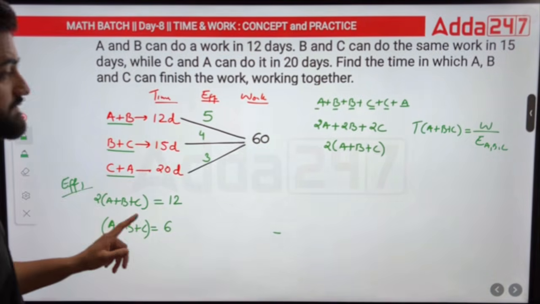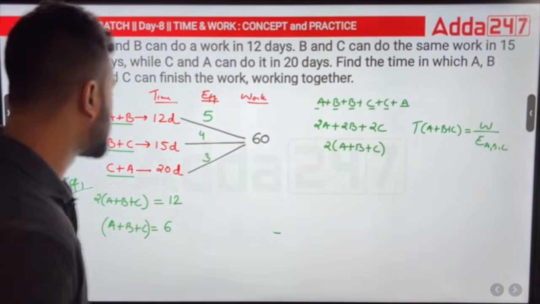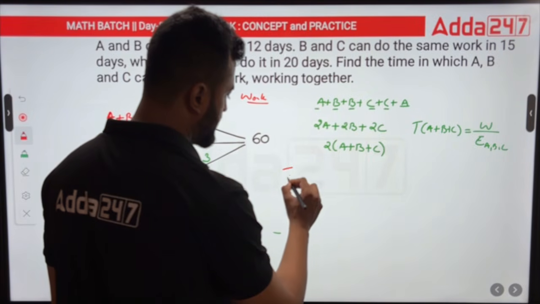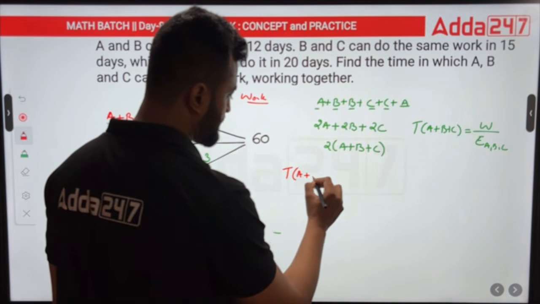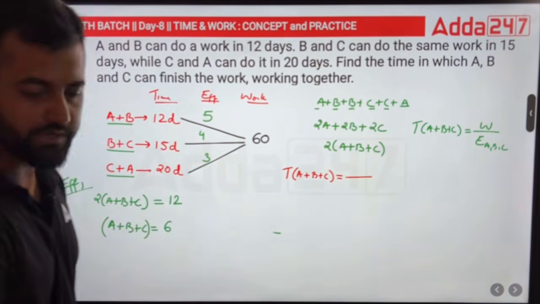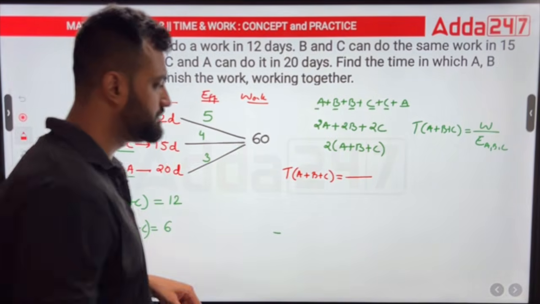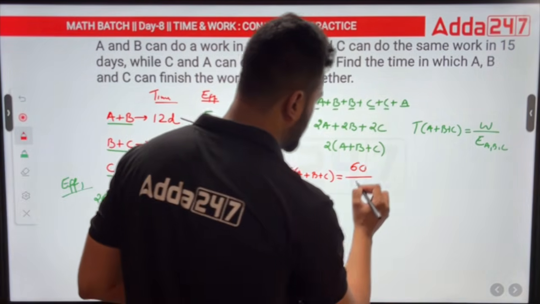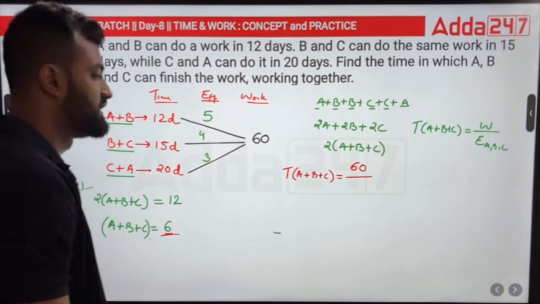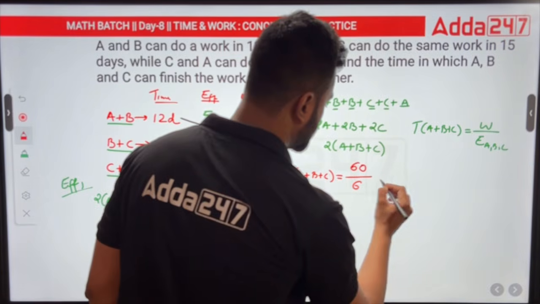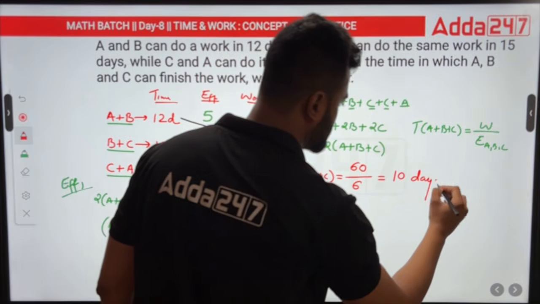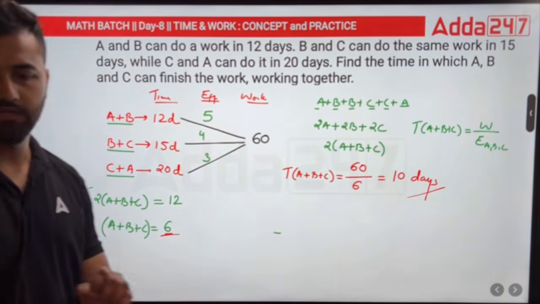So as we got efficiency, we can get the time now. Yes. So time taken by A, B, and C together will be how much? Total work, how much are we doing? Now 60 work will be done by all of them. So 60 work is done by A, B, and C. A, B, and C efficiency is 6. So divide by 6. That means you'll be getting 10 days. Okay, clear?